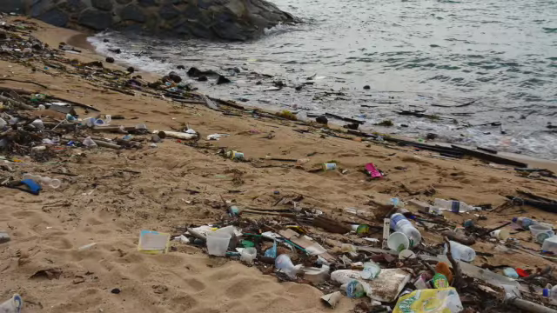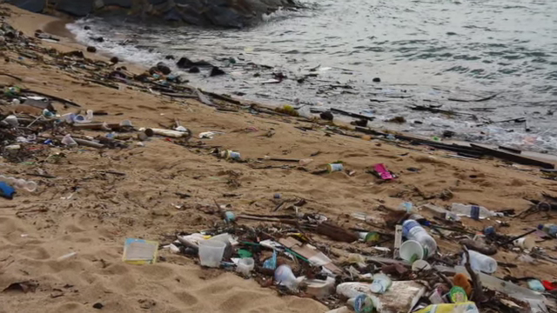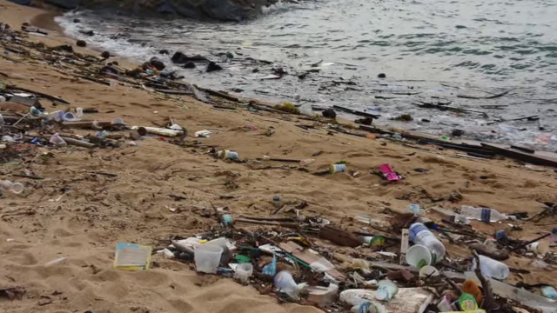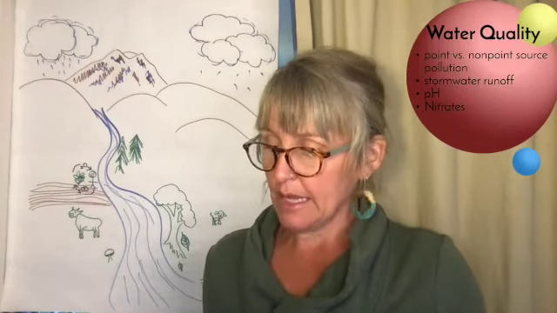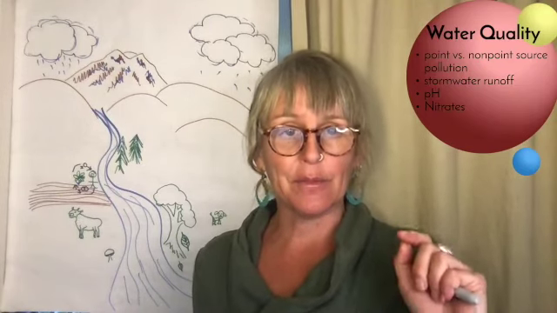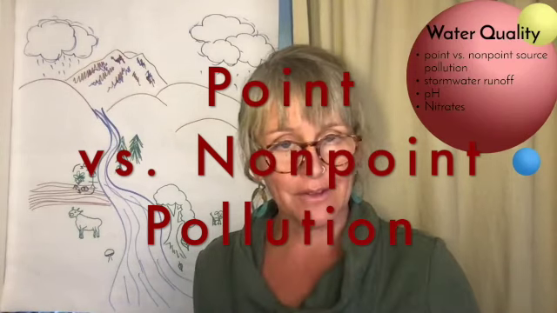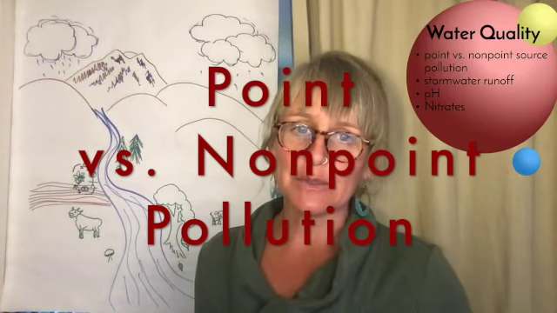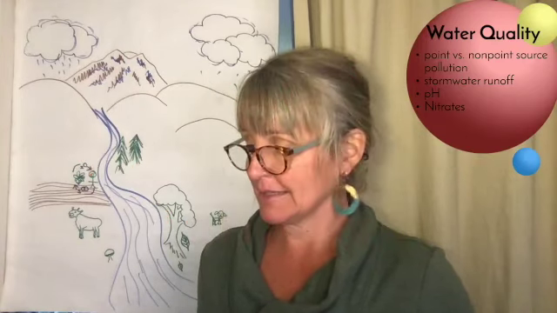Most of us, when we say the word pollution, think about litter on the ground. That's one type of pollution. But there's also pollution that's part of the air and part of the water. And it comes from two main places. It can either come from point source pollution, which is a source you can point the finger at, or non-point source pollution, which you can't point a finger at. What do I mean by this?